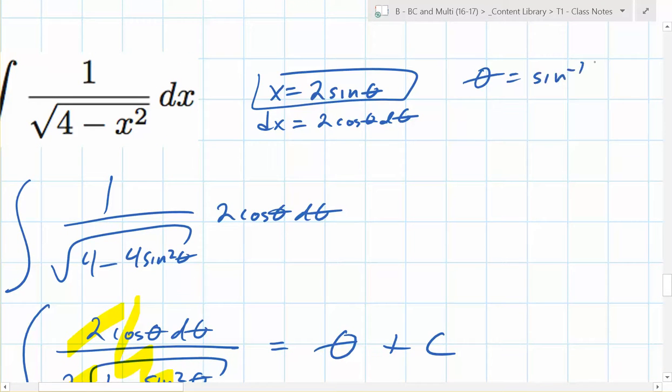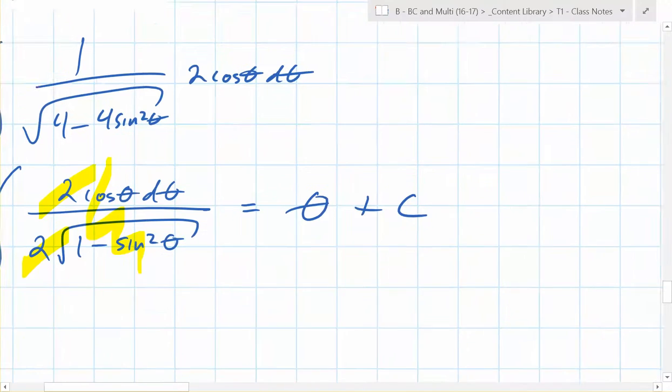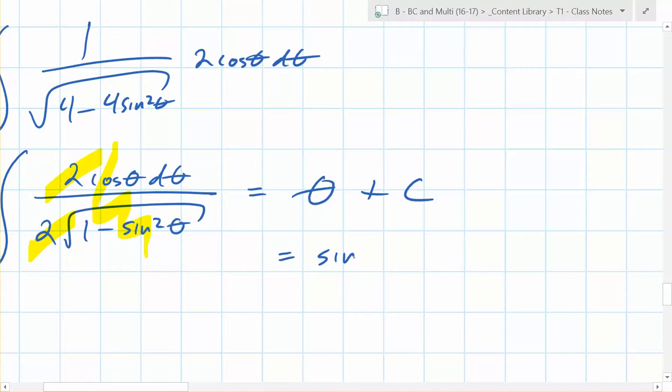The only difference here is, what is theta equal to this time? Sine inverse of what? x over 2. You have to divide first and then do the inverse. You have to divide by 2, then do inverse sine. So here, what do we have? Sine inverse of what?